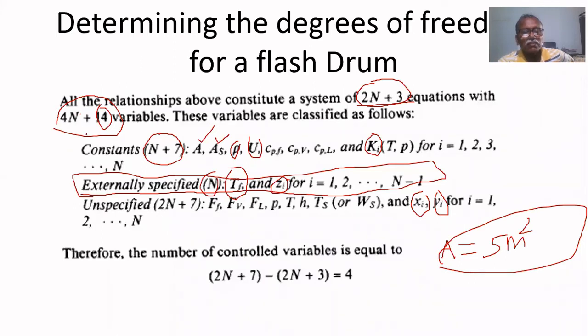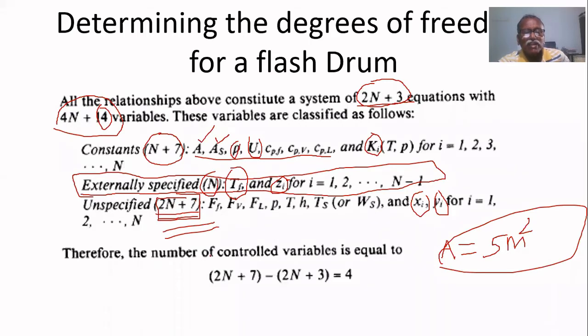If you subtract them, you will get the remaining. Then unspecified variables, if you consider, are 2n plus 7. So if you subtract this n and this n, you will get 2n, and another 7 variables you can subtract from that. You will get 2n plus 7 unspecified variables. In other words, the unspecified variables are 2n plus 7.